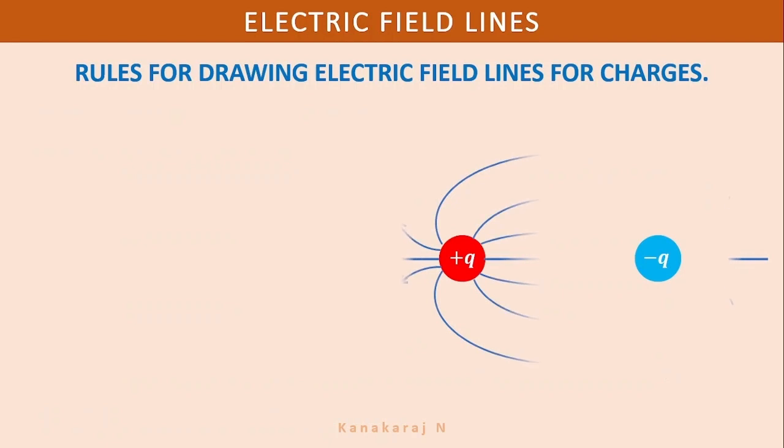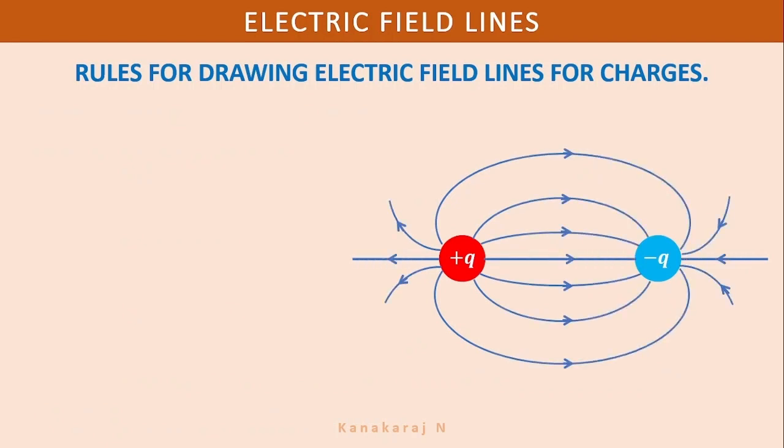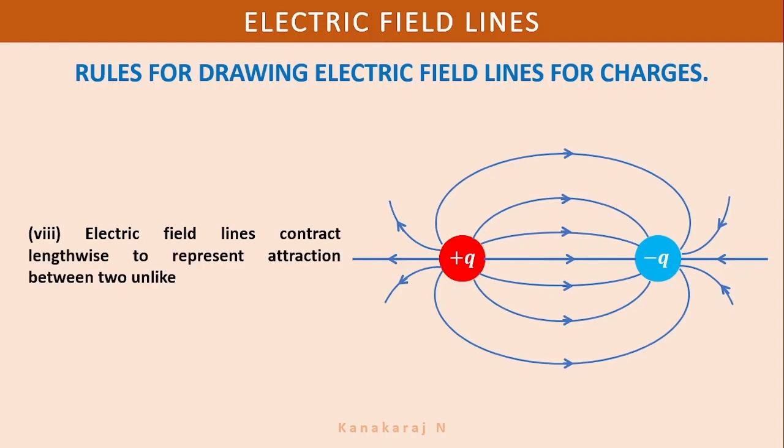Two point charges plus Q and minus Q with electric field lines. Electric field lines contract lengthwise to represent the attraction between two unlike charges. Look at the diagram. Here, the distance between the two electric field lines increases as we go away from the line joining the two charges. That means these lines are getting contracted because of the attraction between plus Q and minus Q.